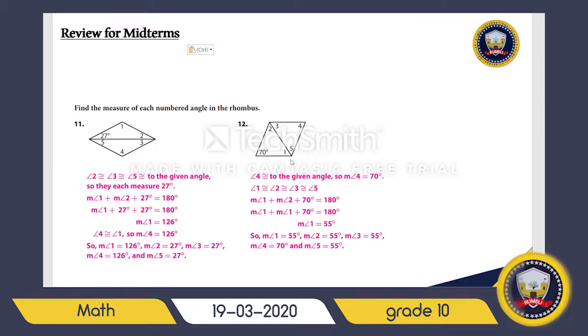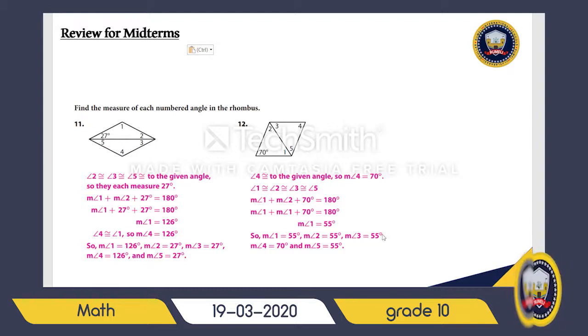Alright? From this side here, I have 70 plus the measurement of 1 plus the measurement of 2 is 180. Now since the measure of 1 and the measure of 2 are equal, then I can replace in my equation m2 by m1. So 2m1 plus 70 equals 180. I simplify this equation and m1 is 180 minus 70 divided by 2, which is 55. Okay, m1 is 55, then 2, 3 and 5 all are 55 degrees.